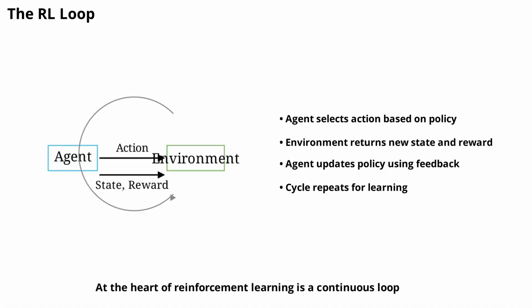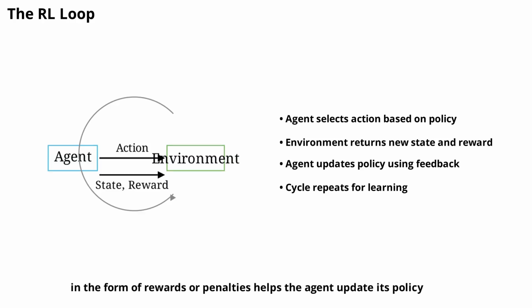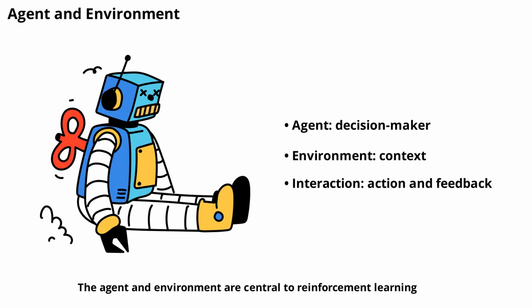At the heart of reinforcement learning is a continuous loop. The agent observes its current state, selects an action based on its policy, and receives feedback from the environment. This feedback, in the form of rewards or penalties, helps the agent update its policy to make better decisions in the future. Over many iterations, the agent learns to maximize its total reward. This loop of observation, action, and feedback is what enables RL agents to improve their performance over time, even in complex and changing environments.